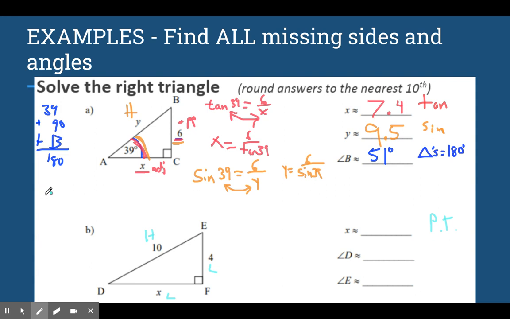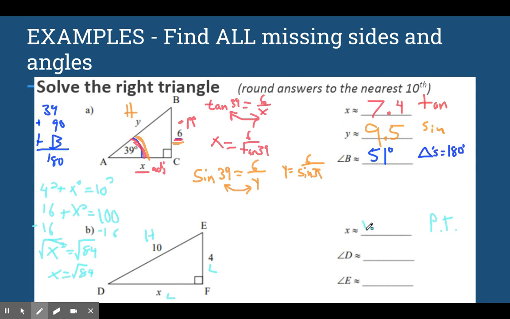Remember, it's leg squared plus leg squared equals hypotenuse squared. So 4 squared plus x squared equals 10 squared. 4 squared, or 4 times 4, is 16, plus x squared equals 10 squared, or 10 times 10, is 100, right? We subtract 16 from both sides, right? 100 minus 16 gives us 84. So that means x squared must be equal to 84. Remember, the opposite of squared is square root. So we take the square root of both sides and we end up with x is equal to the square root of 84, right?